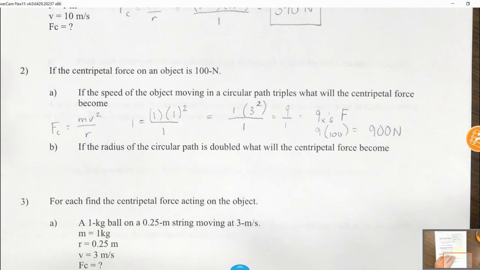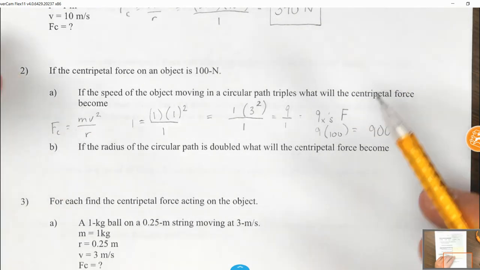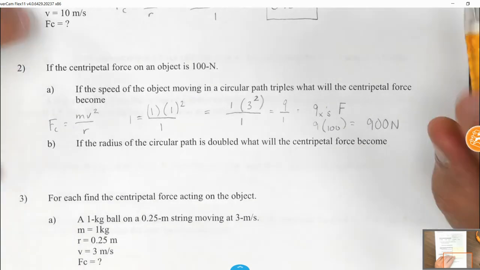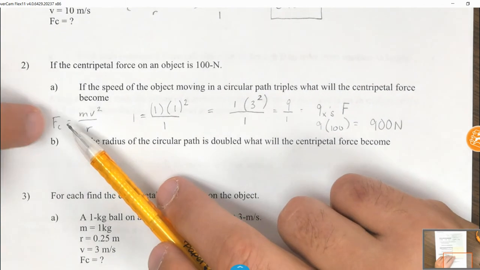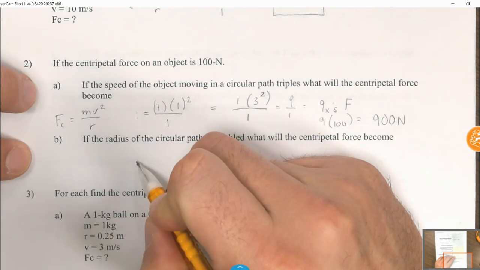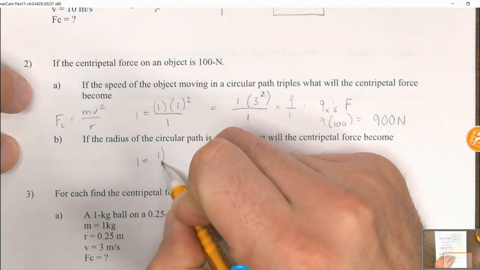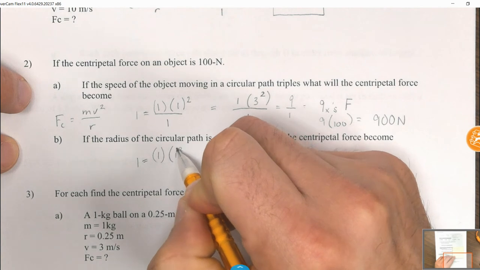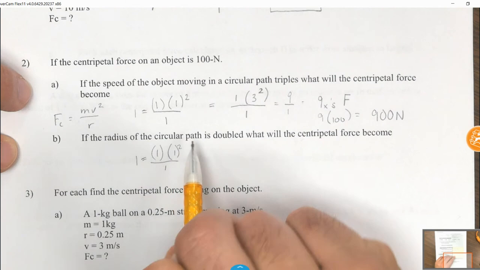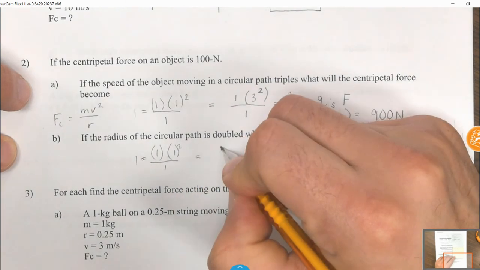In letter B, they're asking, okay, well, if the radius of the circular path is now doubled, what would happen to the force? So the same thing. They don't have a bunch of extra numbers. They're just telling us that something is doubled or tripled. In those cases, you set the formula in question to the ones equation. So it's the same thing, same concept. Did it say anything about changing the mass? Nope. So it stays a 1.